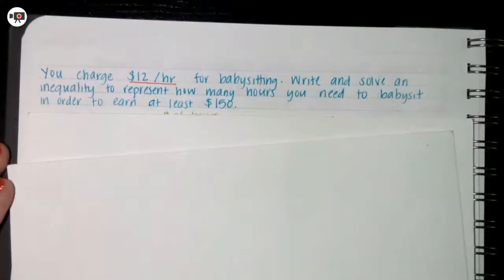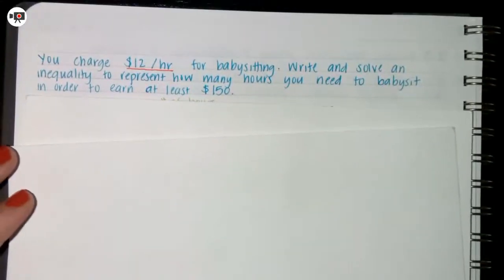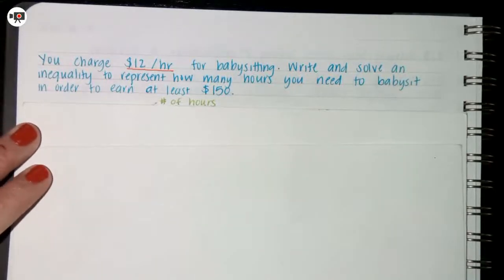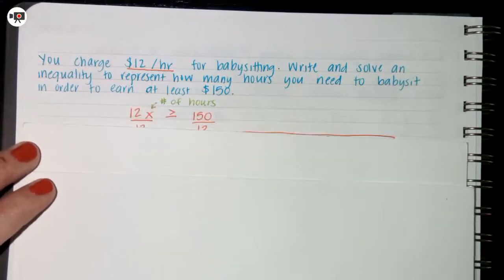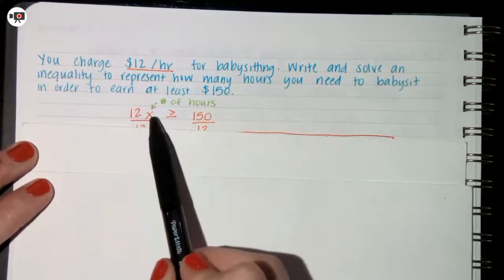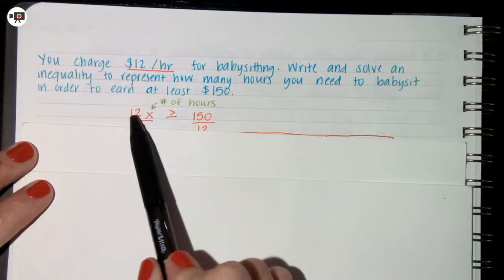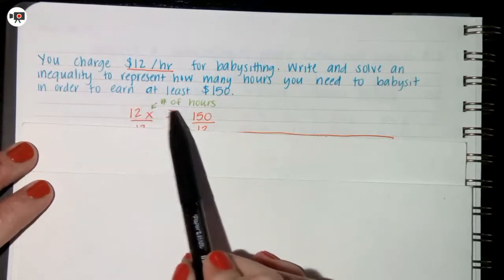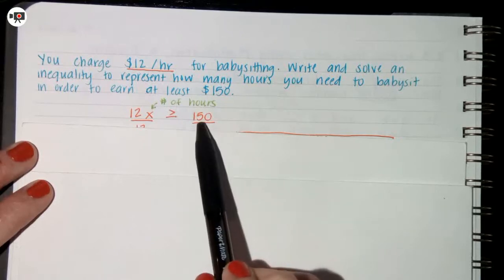And let's say you charge $12 an hour for babysitting. Write and solve an inequality to represent how many hours you need to babysit in order to earn at least $150. So $12 per hour means we're going to multiply the number of hours by 12, and we need at least, so however much we earn needs to be greater than or equal to 150.